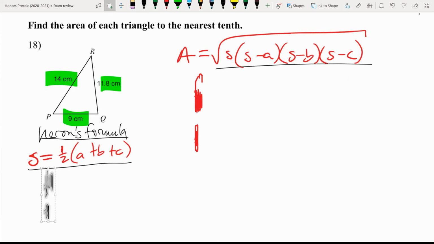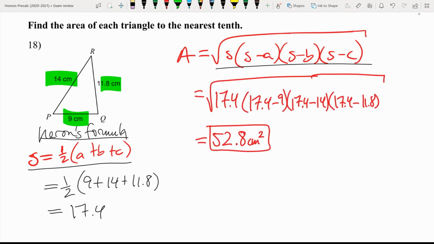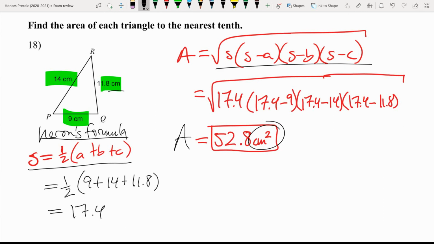So I found the S here, and it is 17.4. And when you plug it in over here, carefully, again, like I said, it's kind of the biggest thing on this is carefully plugging in. You end up with 52.8. Now make sure you are writing units on your answer. This one was given in centimeters. Its area, which is centimeters squared. Okay, so you might lose points if you're not careful about that.